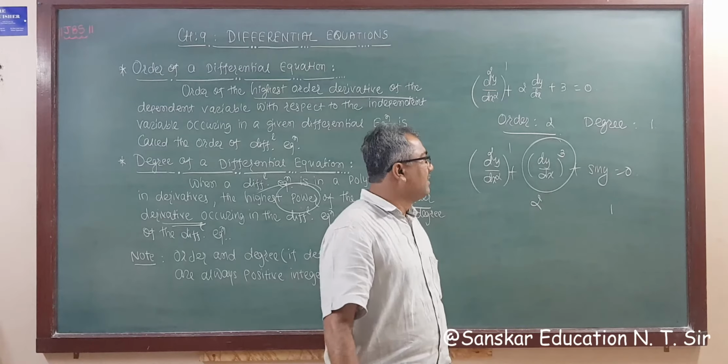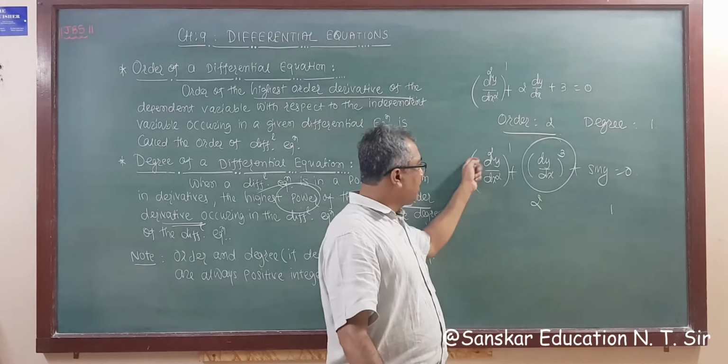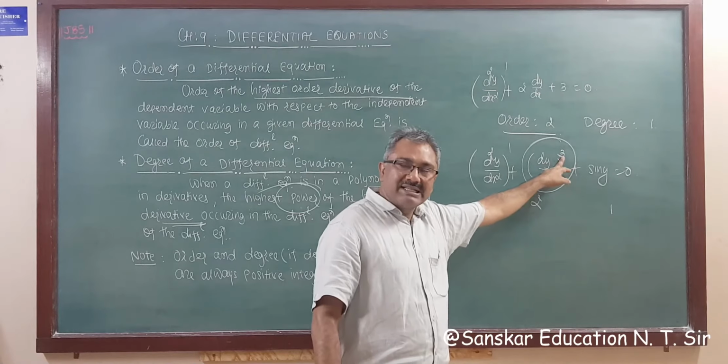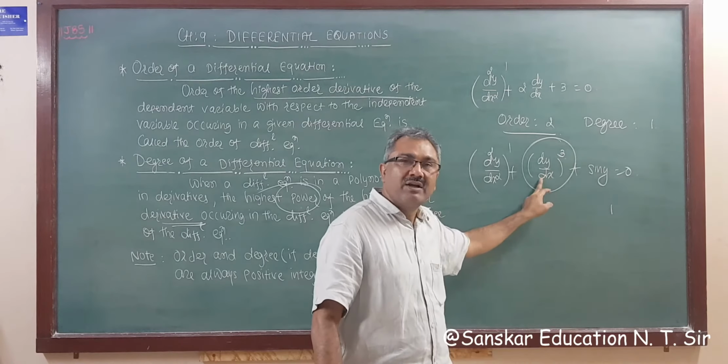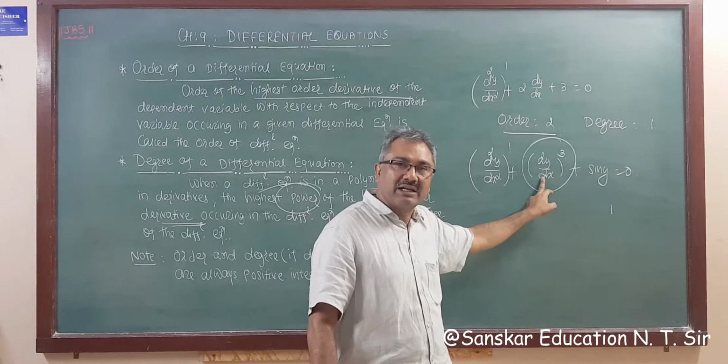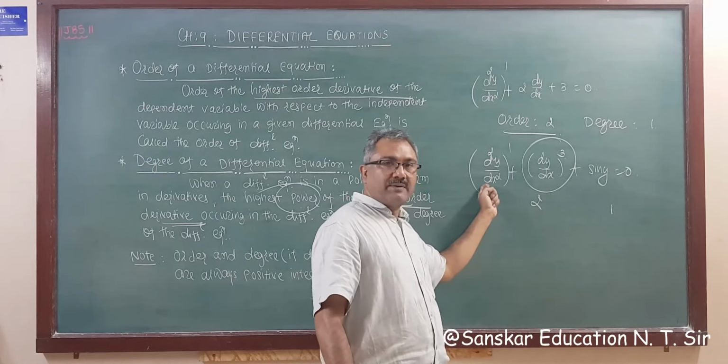That is 1 here. This is not the power. This is the highest power, but it is of dy by dx, and that is not the highest order derivative. The highest order derivative is this one, right?